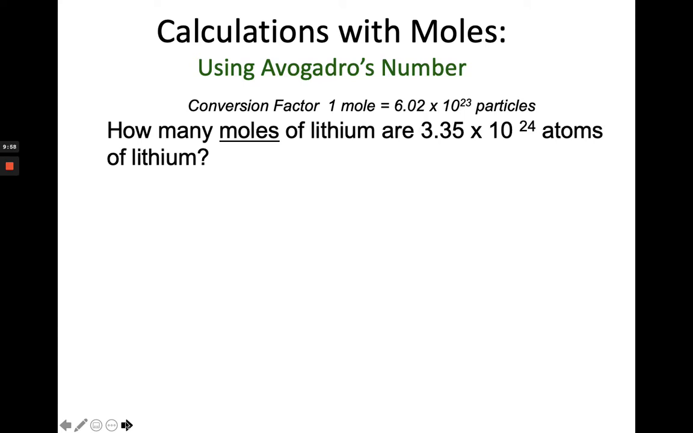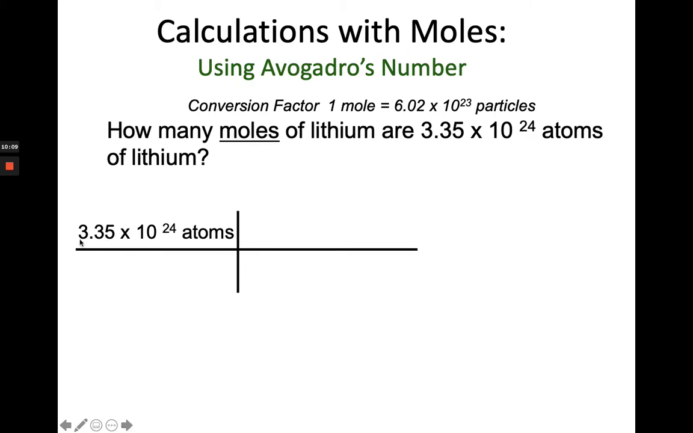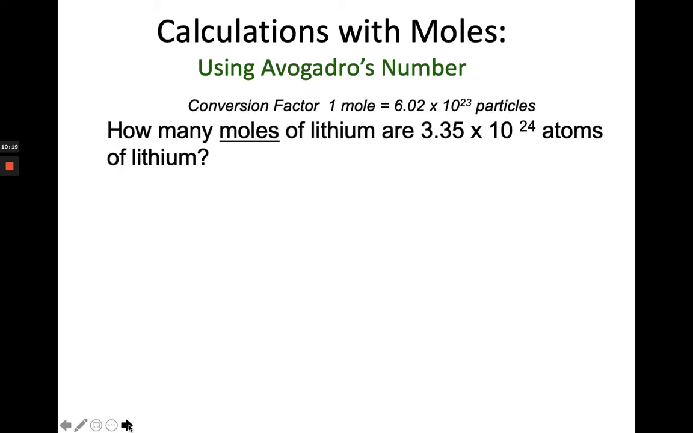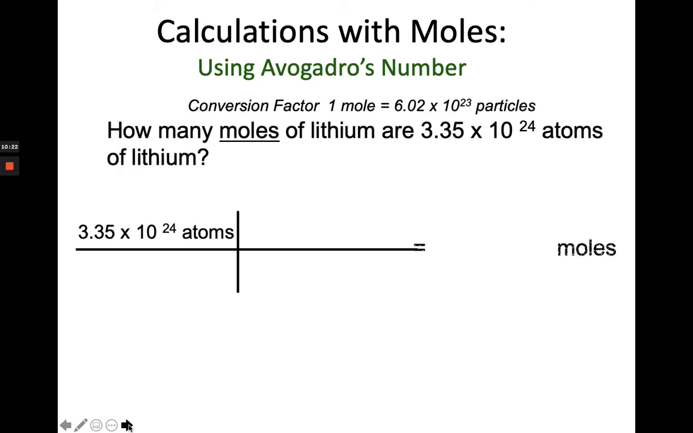This time it says how many moles of lithium are 3.35 times 10 to the 24th atoms of lithium. So again, we're going to do our T-chart. We start with the thing that's the number. We look for the how many. So the unit we're going for is the mole. And then we're going to arrange our conversion factors so we can cancel units. So again, that's going to go on the bottom. A mole is going to go on the top. So what carries through is moles. That's what we want to convert to.